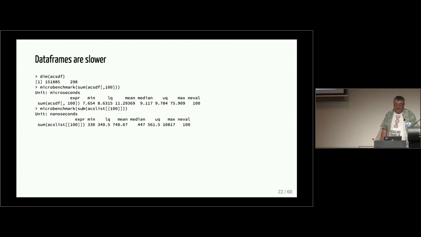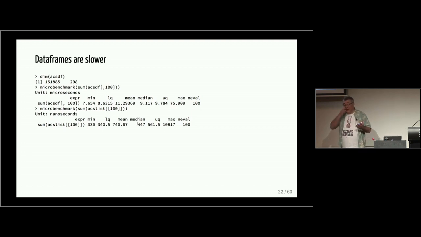Here we've got a data frame from the American Community Survey, 152,000 records, 300 variables. If we want to sum the values in one of the columns, then we're taking about 10 microseconds. If we had the same thing as a list and wanted to sum the values in one of the columns, we're taking about half a microsecond. So it's about a 20-fold overhead there using a data frame instead of using a list.